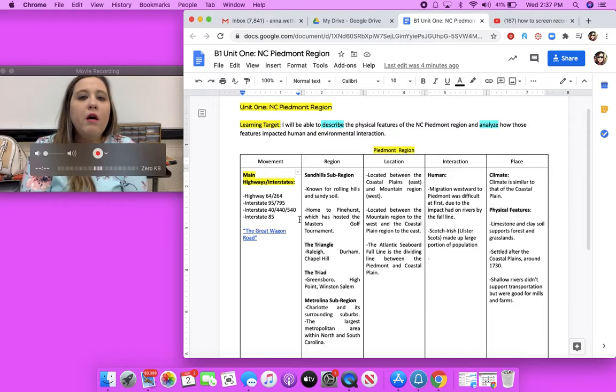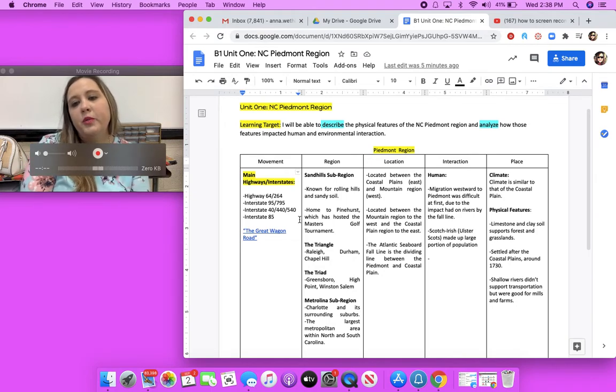The climate of the Piedmont region is very similar to that of the coastal plain. As you get closer to the mountains, then in elevation you have a temperature difference, but otherwise it's very similar. Physical features: limestone and clay soils support forest and grasslands. That is as you get more towards Greensboro, past Raleigh, going into the western part of the state. In the part of the Piedmont where I'm from, we still have the loamy soil, the soil that's good for farming. Farming is huge back where I'm from. That's pretty much what everybody does.